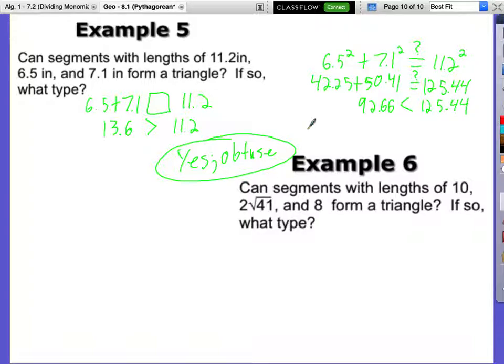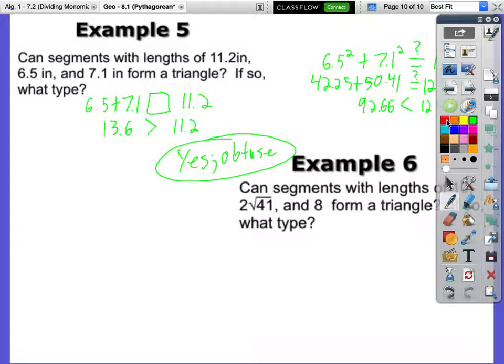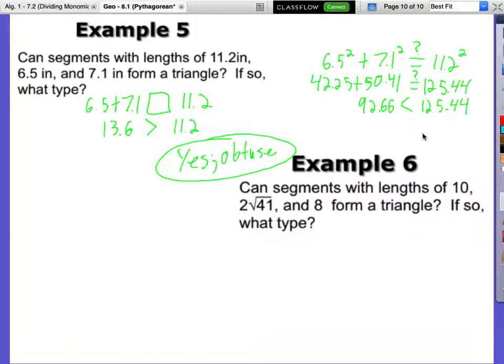t squared is bigger than the last one. On example 6, can segments with lengths of 10, 2 times the square root of 41, and 8 form a triangle? If so, what type? Well, we need to know which ones are biggest, right? Of these three? I can help you.